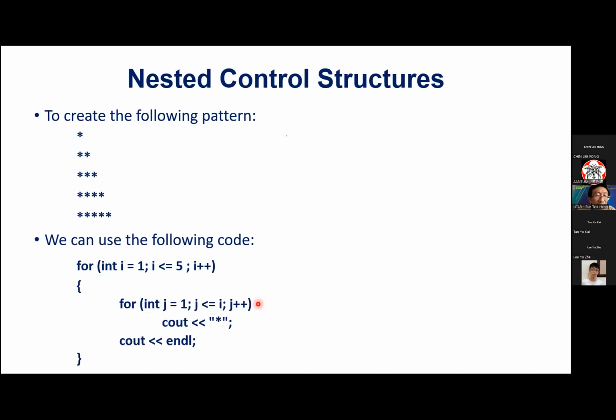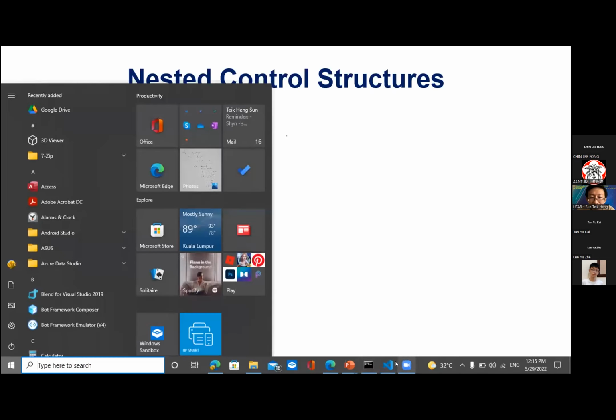But for the second time you loop, i will have the value 2. So here, the condition will be j less than or equal to 2, meaning that this inner for loop will loop 2 times, and that's why you get 2 stars. Okay, let me show you in the program.